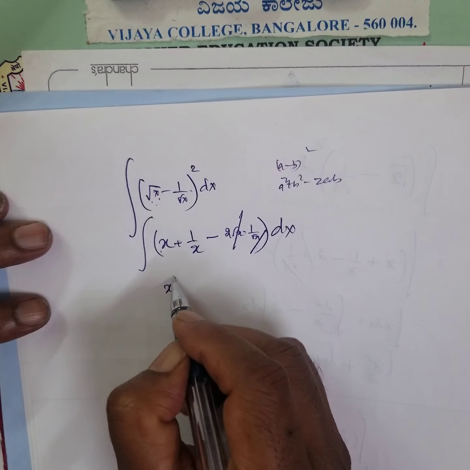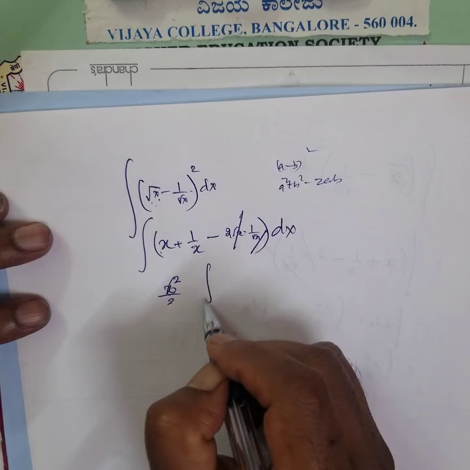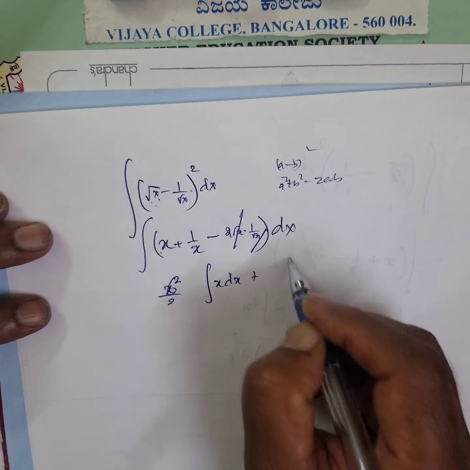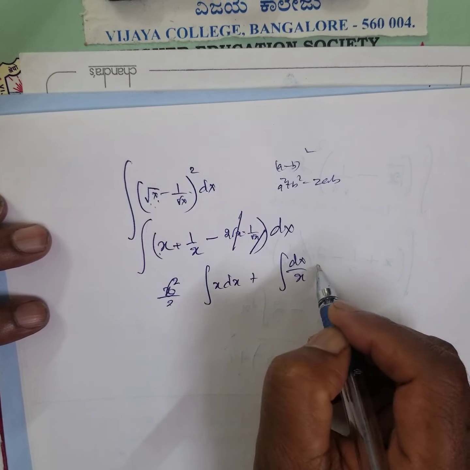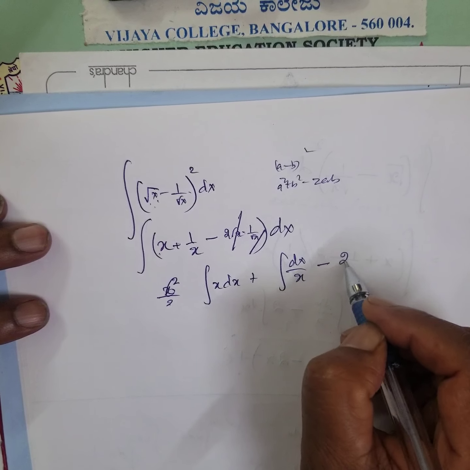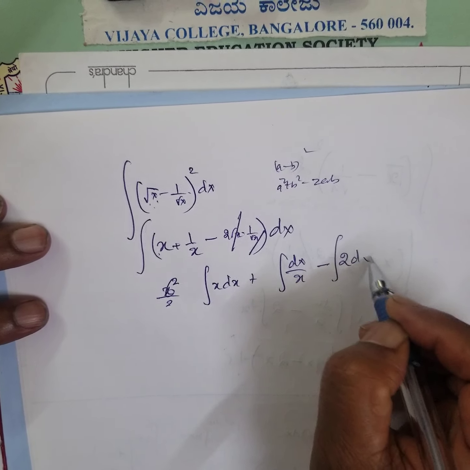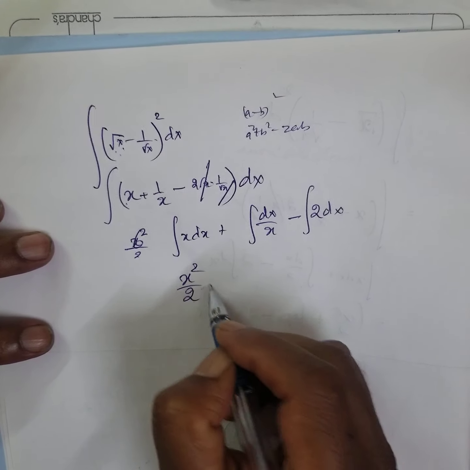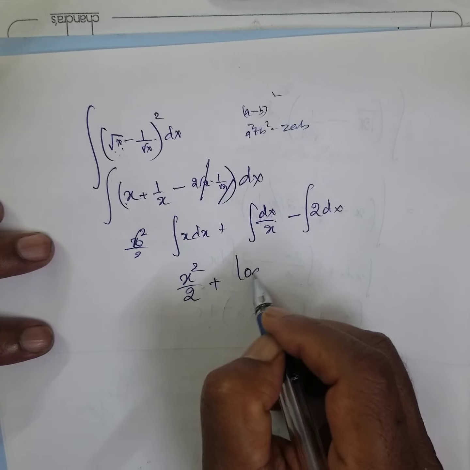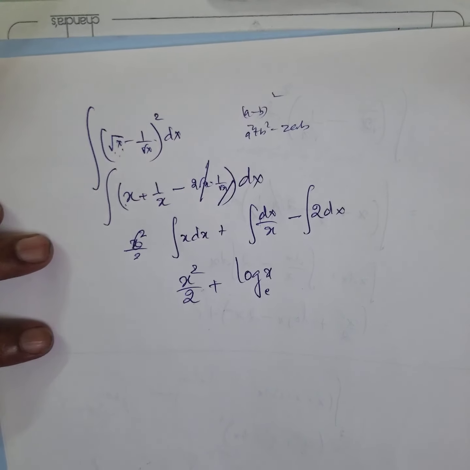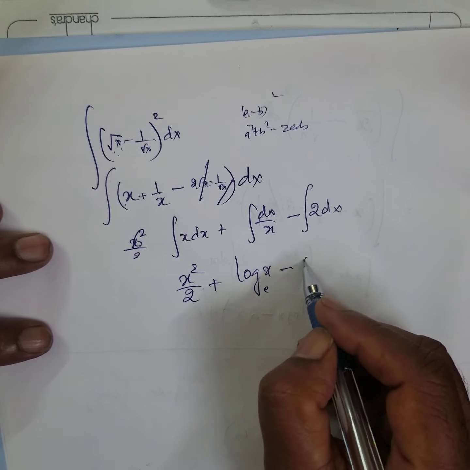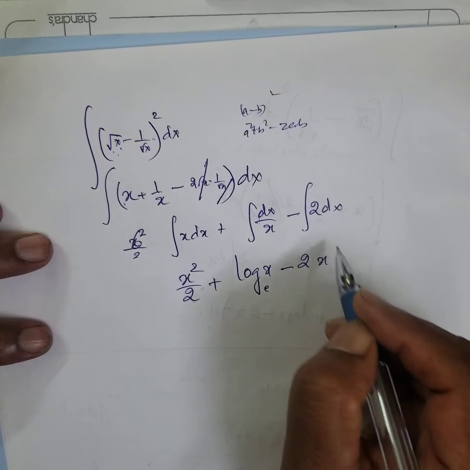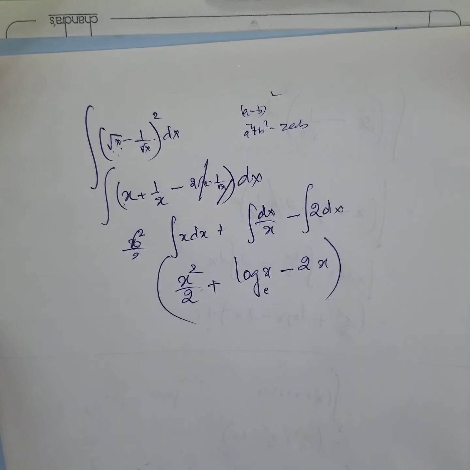Integration of x is what? x square by 2. See, I will do this. x dx plus dx by x minus 2 dx. That means x square by 2 plus this is what? Log x base e, minus 2 integration of dx is x. Okay?